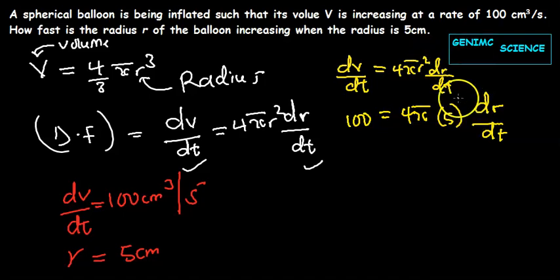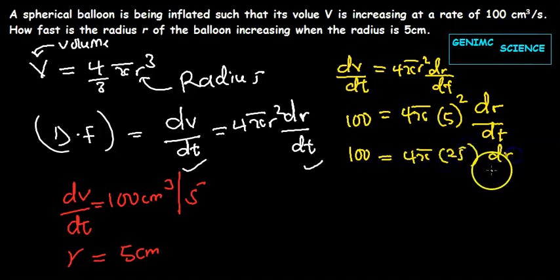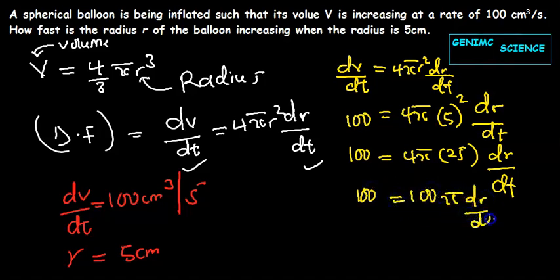Remember, on the r we have a square. So this is simply going to be 100, which is equal to 4 pi. 5 to the power of 2 is simply going to be 25. Here is going to be dr all over dt. So 4 pi multiplied by 25 is simply going to be 100 pi. Therefore, here we have 100, which is equal to 100 pi dr all over dt. At this point, the unknown value is simply dr all over dt. So we are going to solve for dr over dt.